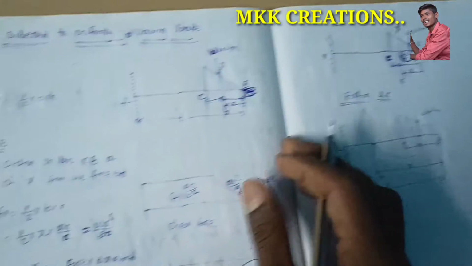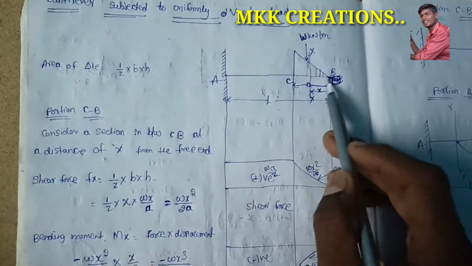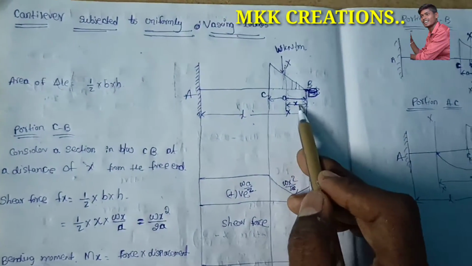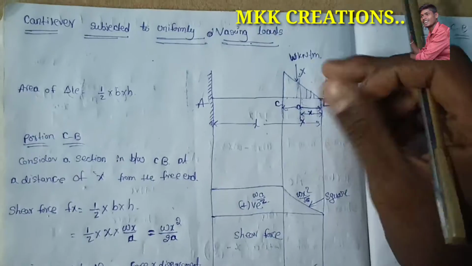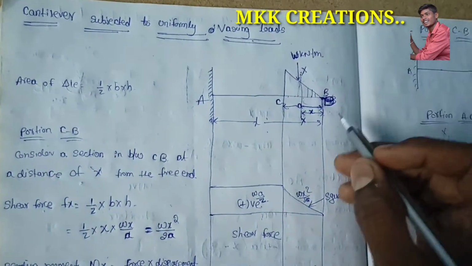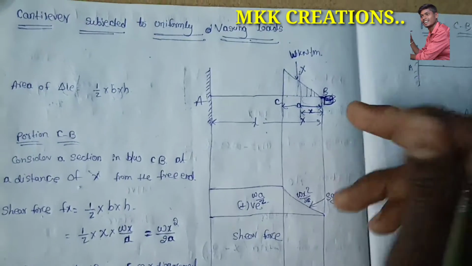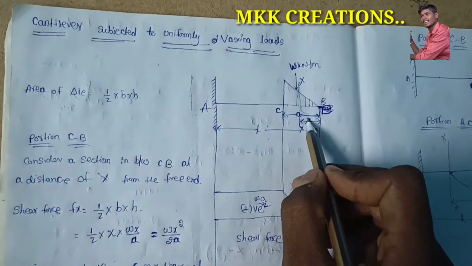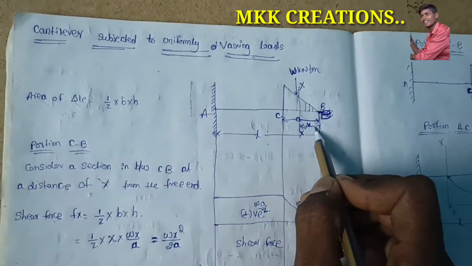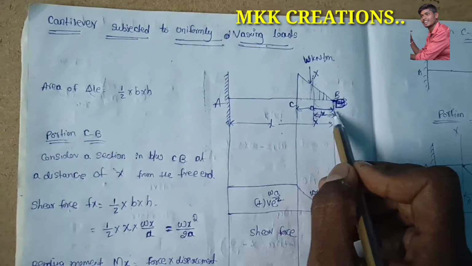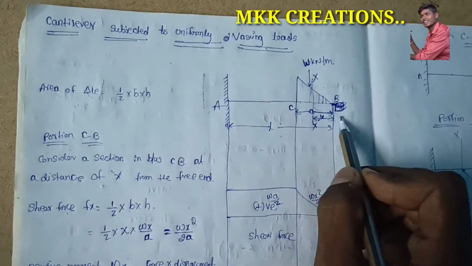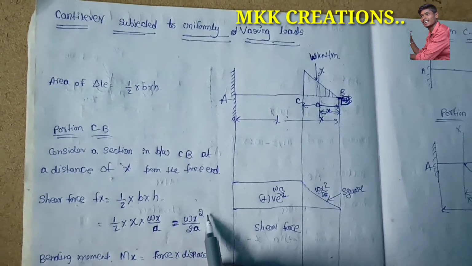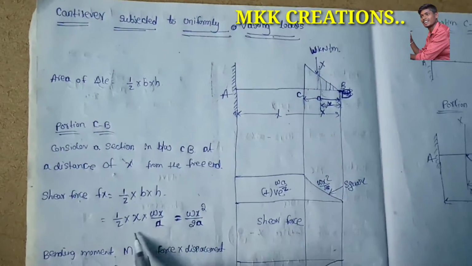So our shear force is half into base. We are considering only section XX, the right-hand side only. The base is X, and the height is W by A, because the load A is acting over the entire length. Understood? And X is X. Shear force is half into X into WX by A, that becomes X into X, X square. That means WX square by 2A. We have written it like this.